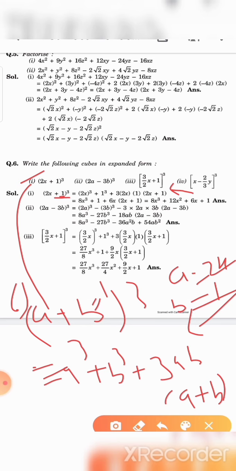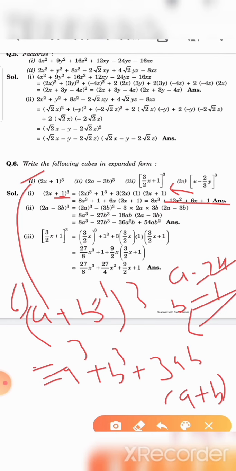Simplifying this, we get 8x cube. 2 2s are 4, 4 2s are 8. Cube means we multiply the digit 3 times. So 2 2s are 4, 4 2s are 8, 8x cube. We multiply 1 three times, again we get 1. So write plus 1 plus 3 2s are 6 and 6 1s are 6, 6x, and in the bracket 2x plus 1. Multiplying the bracket, we get the expansion 8x cube plus 1 plus 6 2s are 12x square plus 6x, and properly we write it in descending order of the cubic polynomial. We get 8x cube plus 12x square plus 6x plus 1, the expansion of our whole cube term.